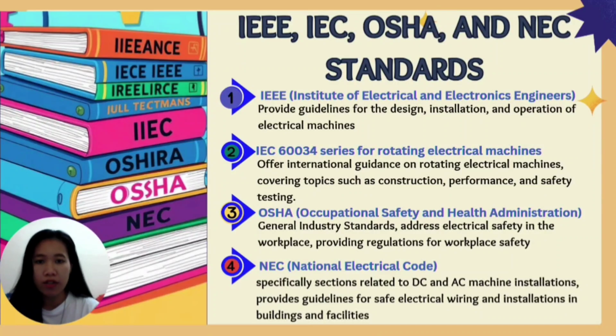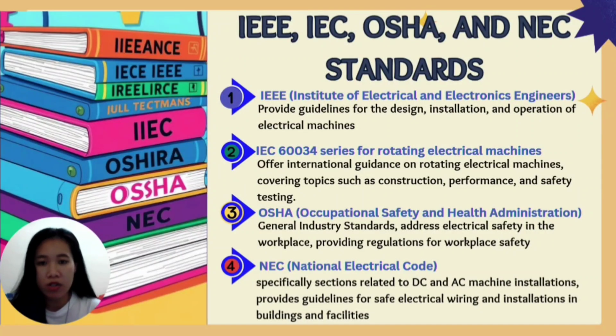There are four types of key international standards, which are IEEE, IEC, OSHA, and NEC standards. For IEEE, which is the Institute of Electrical and Electronics Engineers, it provides guidelines for design, installation, and operation of electrical machines. IEC 60034 series for rotating electrical machines offers international guidance on rotating electrical machines, covering topics such as construction, performance, and safety testing.